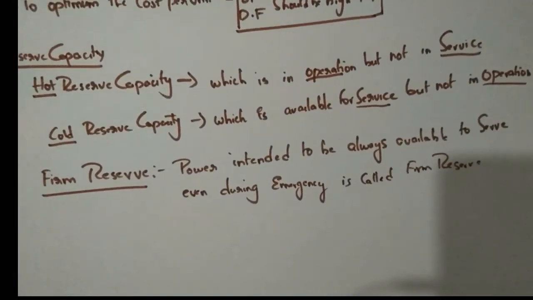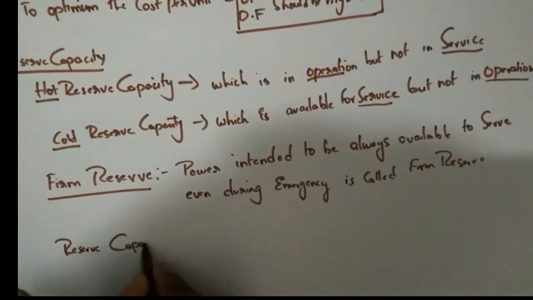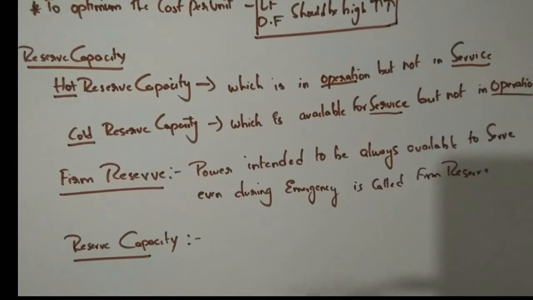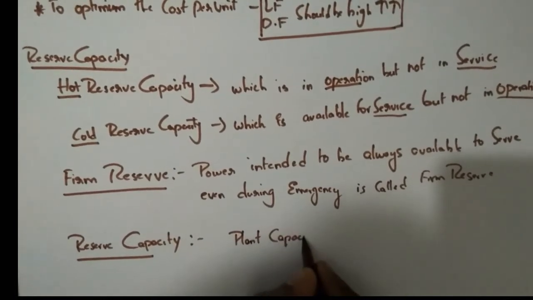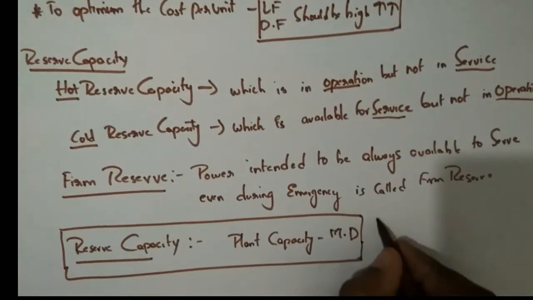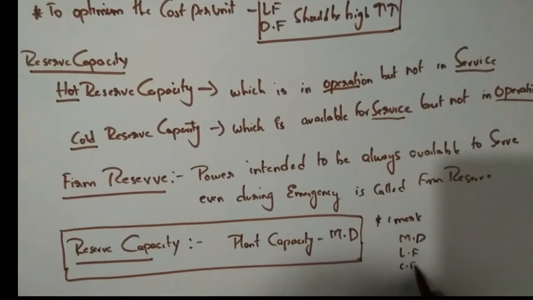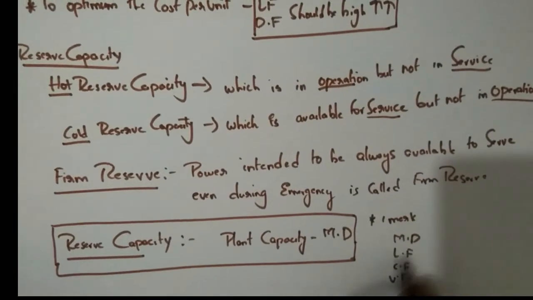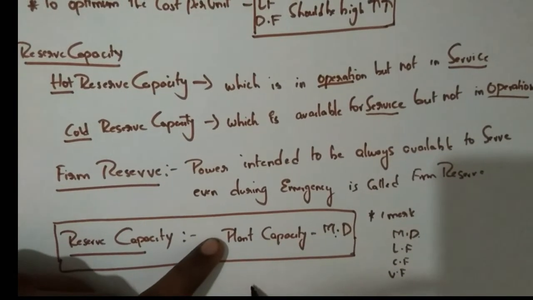So one more important thing is reserve capacity. Reserve capacity is plant capacity minus maximum demand. For a one mark question, they may give you maximum demand, load factor, capacity factor and utilization factor, and ask you to find reserve capacity. So what we have to do is, they had already mentioned maximum demand, so we need to find plant capacity.